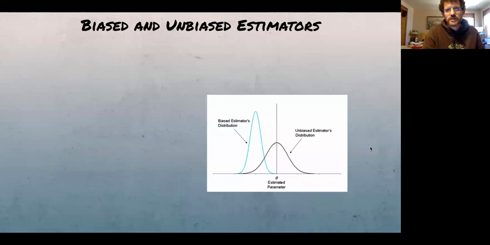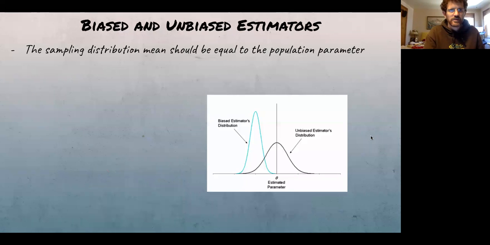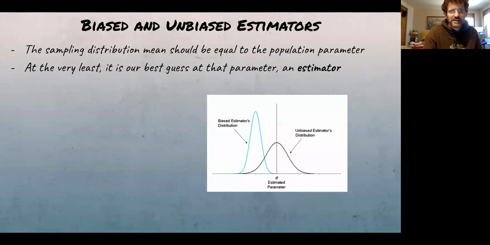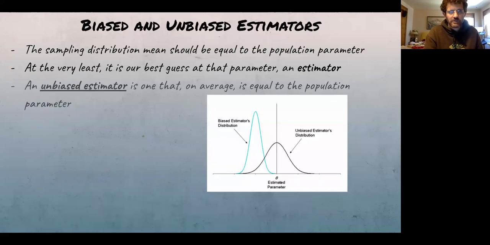All right. This is just another conceptual thing, not a lot of math calculations related to this. But the sampling distribution mean should be equal to the population parameter. And it's our estimator. It's the best guess that we can make. And an unbiased estimator is one that, on average, is equal to the population parameter. So this one right here is unbiased because this mean right here is equal to the population parameter. All right, the biased estimator, we consistently get something that's off.